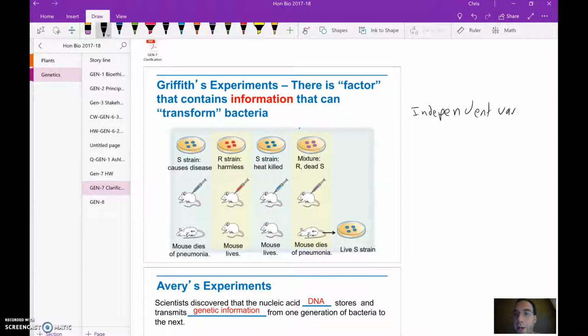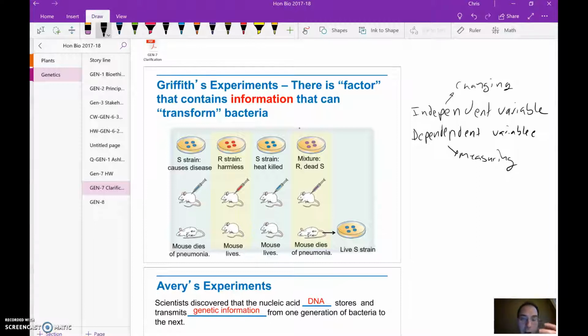Now, my handwriting is really terrible, so I'm sorry. The other thing I want you to think about is the dependent variable. Without understanding what the experimenter is both changing and what the experimenter is measuring, it's very difficult to interpret and to understand what the conclusions are and why.